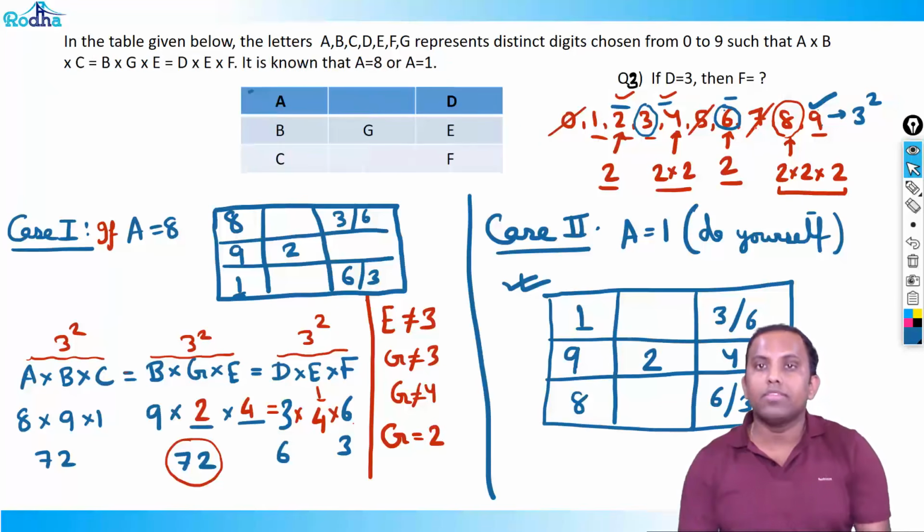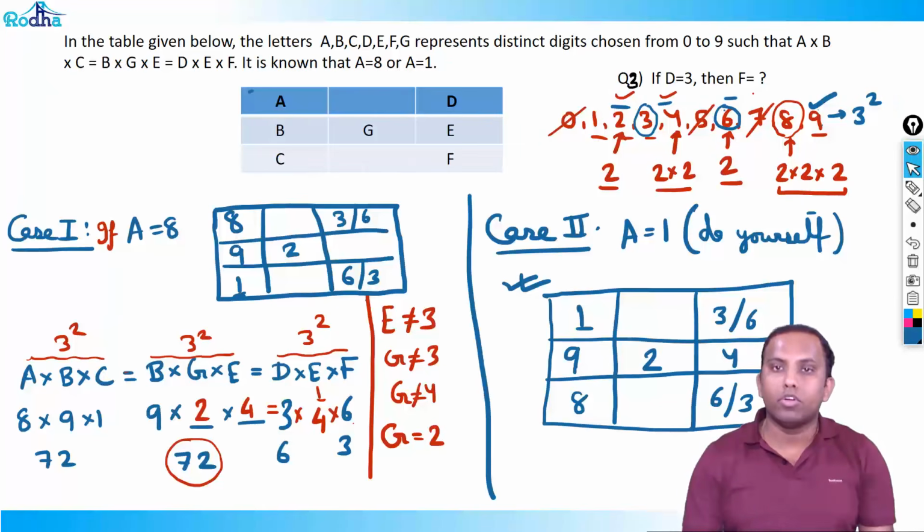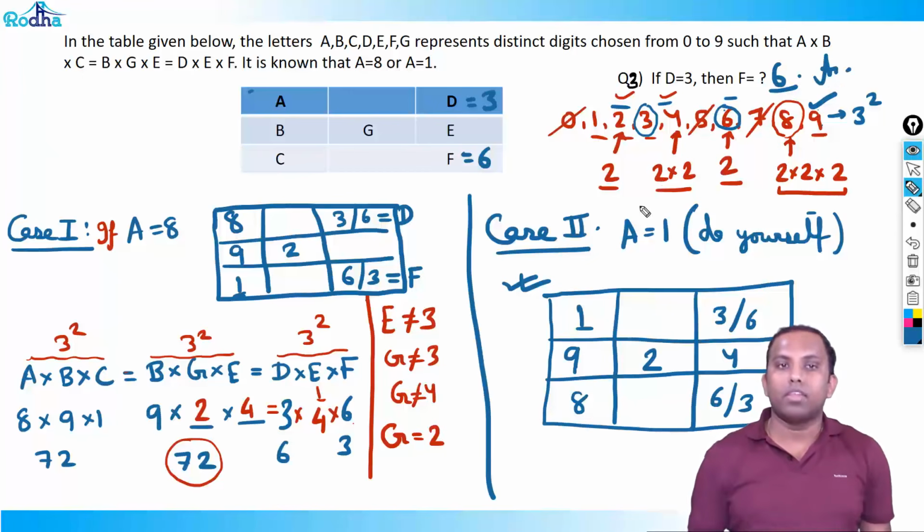So question 3 is, if D is equal to 3, then F is equal to what? Right. So we know this now. In both the cases you can see here that D is either 3 or 6 and F is either 6 or 3. That means if D is 3, F has to be 6. So the answer for this question will be 6. 6 is the answer. If D is 3, F is 6. Okay. Fourth one.